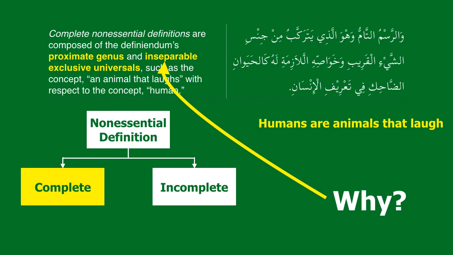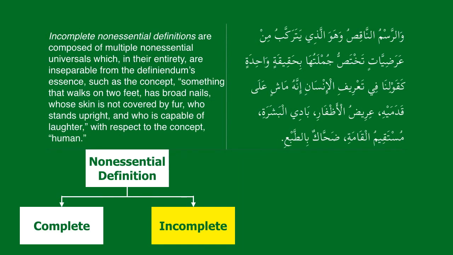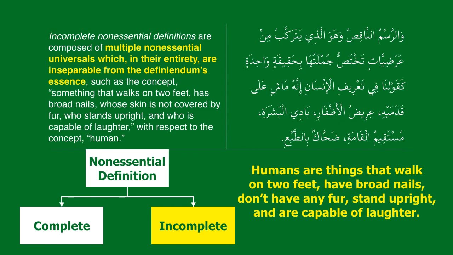The second kind of non-essential definition, this is the last of the four kinds of definition, is an incomplete non-essential definition, ar-rasm an-naqis. And he says that incomplete non-essential definitions are composed of multiple non-essential universals which in their entirety are inseparable from the definiendum's essence. Like what? Like the definition that you see here. You say human beings are things that walk on 2 feet, have broad nails. In other words, their nails aren't talons like the talons of birds, nor are they claws like the claws of lions. So human beings are things that walk on 2 feet, have broad nails, don't have any fur, they stand upright, and they're capable of laughter.